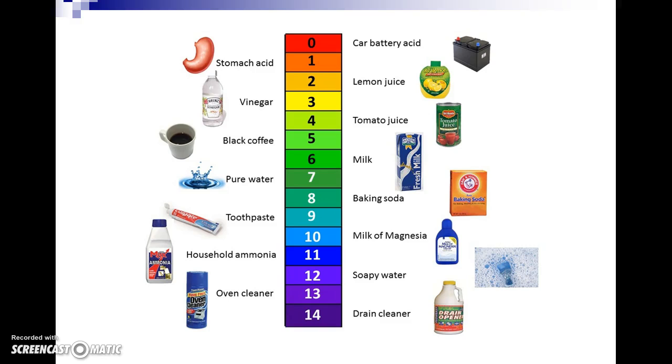And I also like this one. It just has a visual effect of the same sort of information as to where it fits. But you can think of the things that we ingest, the citrusy type things are acidic, and then cleaning things tend to fall into that basic category.